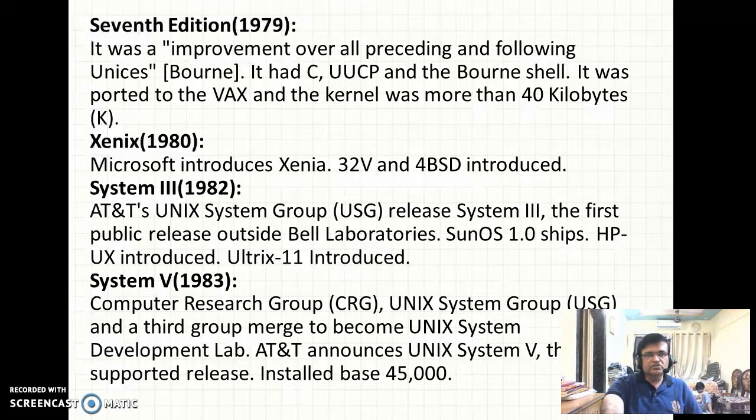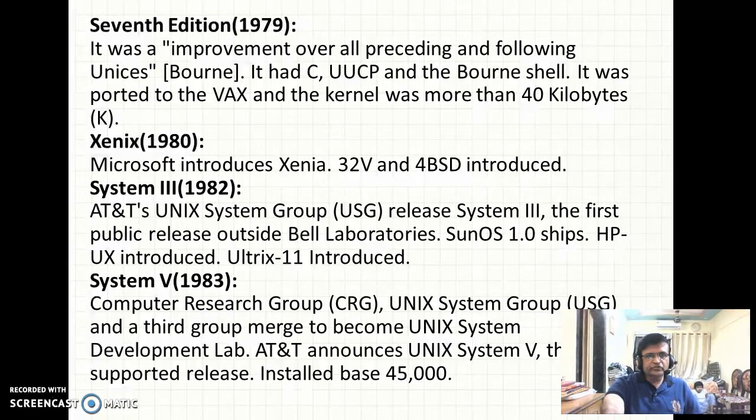The seventh edition, which came in 1979, was an improvement over all preceding and following Unix, having Bourne shell. It had C, UUCP and Bourne shell. It was ported to VAX and the kernel was more than 40 kilobytes. Microsoft introduced Xenix in 1980 with 32V, and 4 BSD was later introduced.